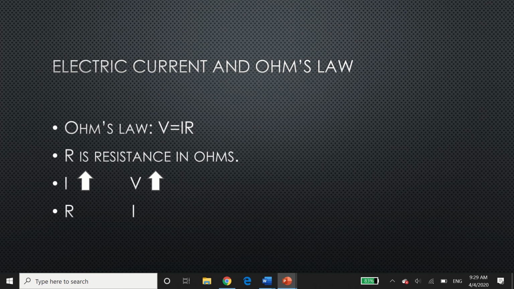Now if we look at a different scenario where our voltage is constant, so staying the same, as our resistance increases, our current is going to decrease. These relationships are important to remember and can easily be described using Ohm's law. It's important to understand that our current and our voltage have a similar relationship where they'll both increase, and our resistance and our current have an inverse relationship where as one increases, the other has to decrease.